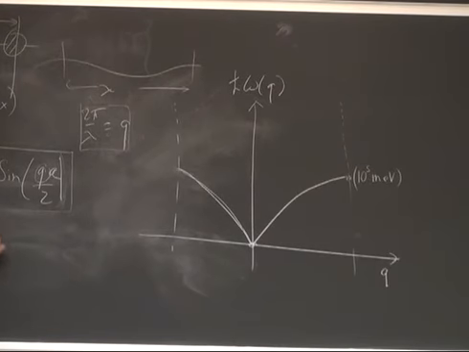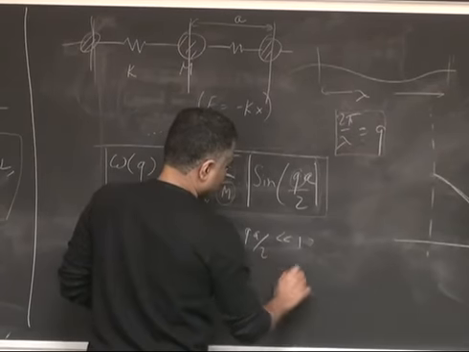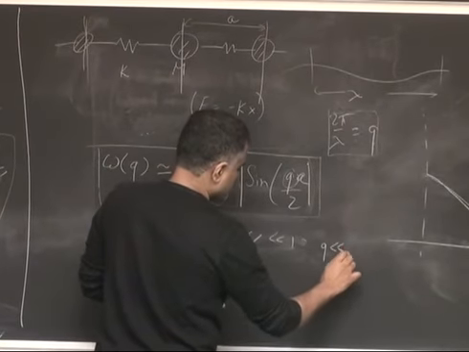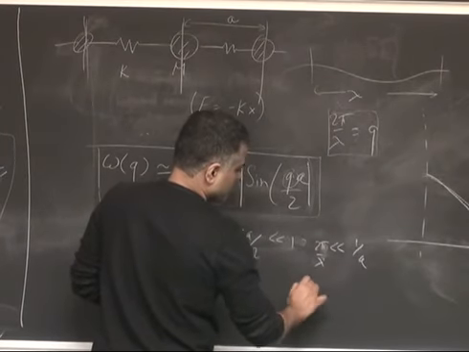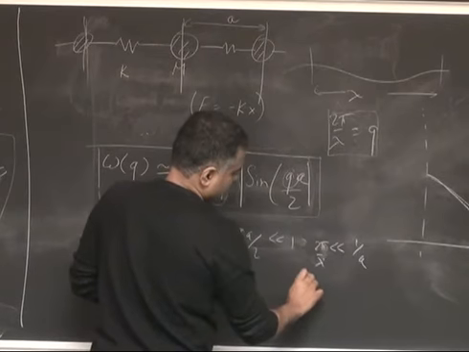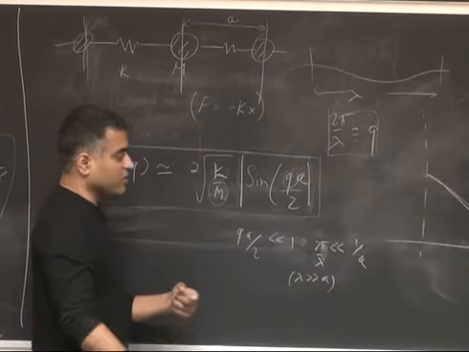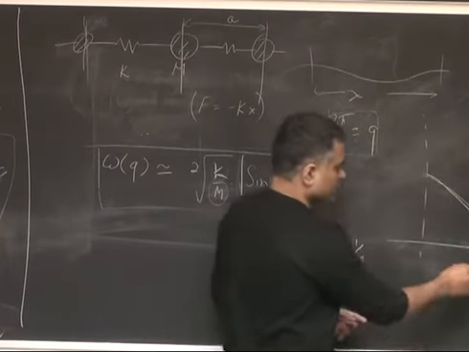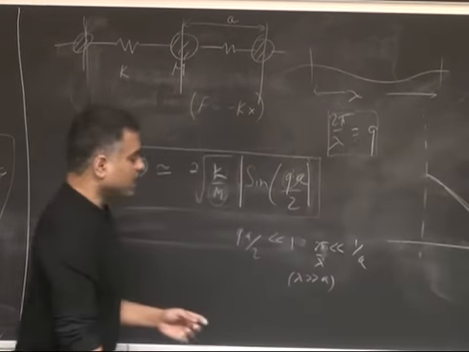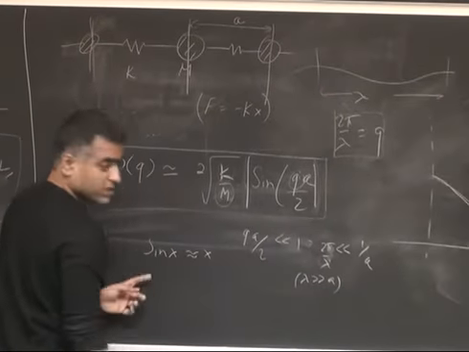The other thing is for very small q, or q a over 2 going to 0, or q much less than 1 over a. So 2 pi by wavelength is much less than 1 over a, or in other words, the wavelength is much larger than the lattice constant. That's when q goes to 0. Very small wave vector, or very long wavelength of the phonon. For those values, we're looking at this window, and in that window, we know that sine x for small x is roughly equal to x.